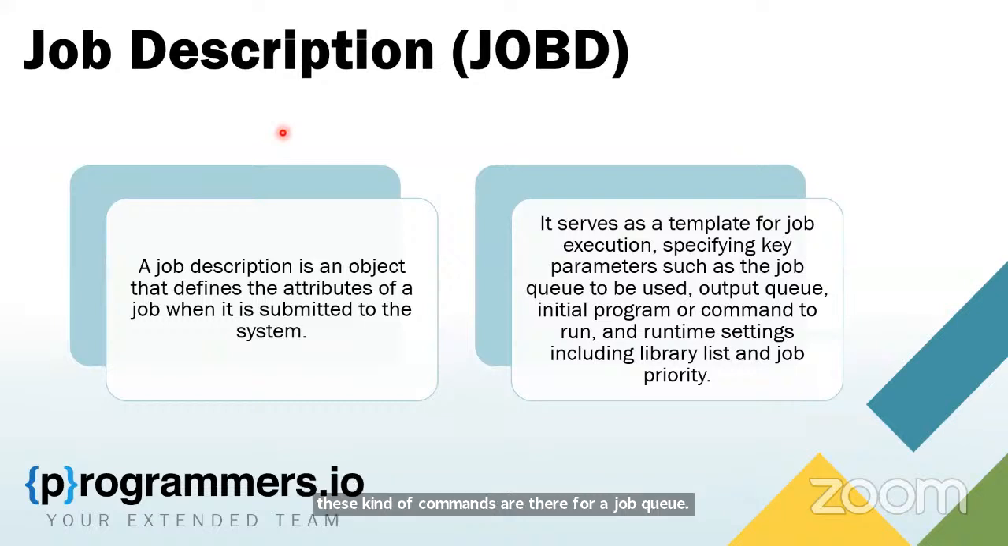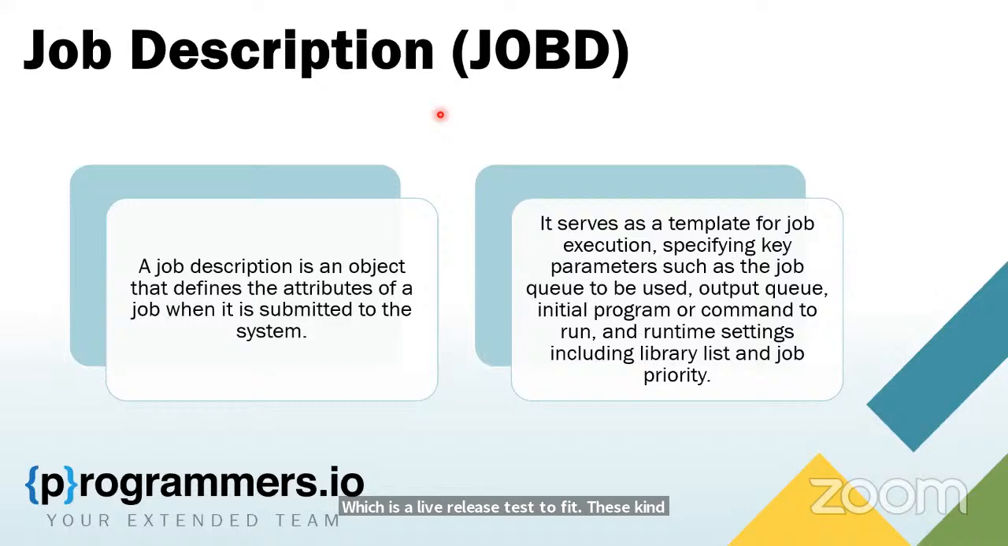Now coming to job description. A job description defines how a job should run. When a job runs, what priority to use, which output queue the job has to submit its output to, and when a job is submitted, what is the initial program to run, which library list it has to fetch. These kinds of things can be defined in a job description.